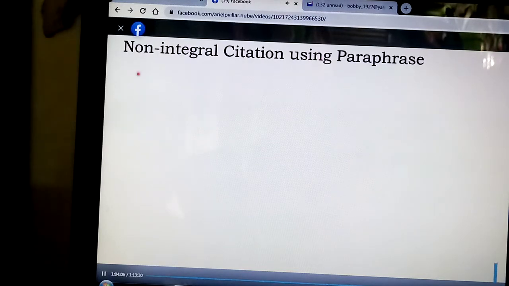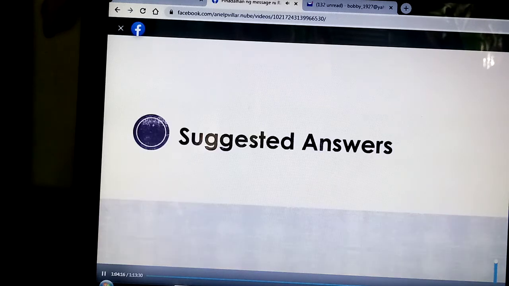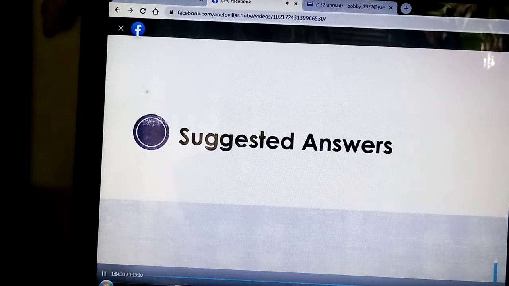And the next one, try din natin gawin siyang non-integral citation, pero ipaparaphrase po natin. So, let's try yung sagot. Tingnan natin yung ating suggested answers. Although sa classroom sana, yung activity natin. Eto. Sample natin for suggested answers.